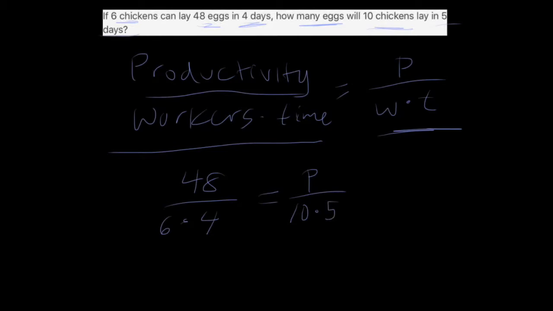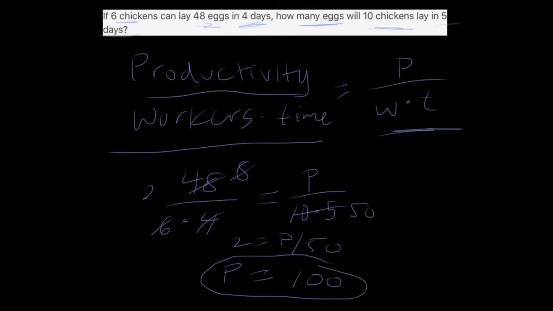And because these are all in the same units, we don't have to worry about any unit cancellation or conversions. But watch out for those. So let's just finish this off. So we know this is 8. 8 divided by 4 is 2. And this is just 50. So 2 equals P over 50. So P equals 100. And we've solved it. So that should be our answer. There's 100 eggs that will be laid by 10 chickens in 5 days.